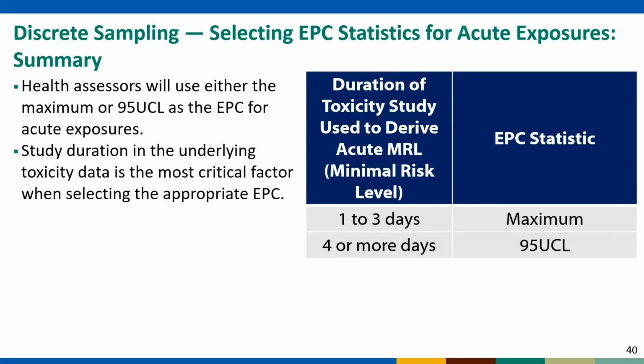If the acute MRL study was based on 4 or more days of exposure, that tends to get into an area where the 95 UCL may be protective. Again, it's not a magic line between 3 and 4 days, it's a gradient, but typically the longer the exposure, the more the arithmetic mean is going to characterize the total dose that you're going to be exposed to during that period of time.